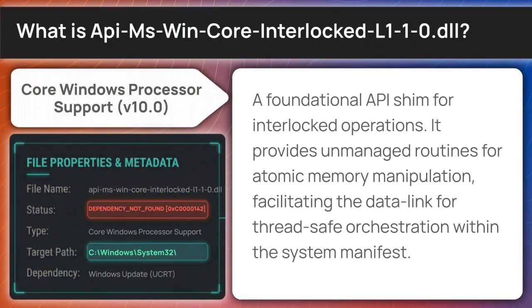This is the Windows Core Interlocked API, a foundational API shim for interlocked operations. It provides unmanaged routines for atomic memory manipulation, facilitating the data link for thread-safe orchestration within the system manifest. Since we've covered what this file is, let's move to the primary fix.